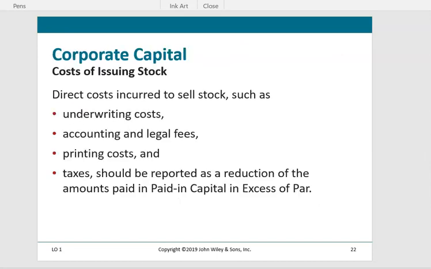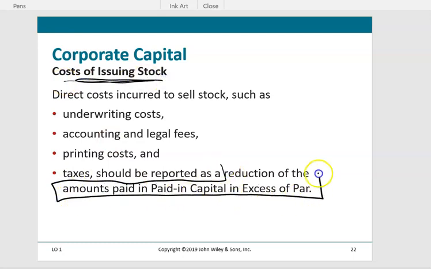How about the costs of issuing stock? Companies incur significant costs for the underwriters, the investment bankers, accountants, and lawyers, printing costs, and taxes. How do we account for these direct costs? This is important. We should make sure that the costs of issuing stock are recorded as a reduction to the account additional paid-in capital. So this is not an expense. It would make sense to think that we would call this brokerage expense, investment bankers expense, accounting legal fee expense, but it's not. We reduce the amount of additional paid-in capital.